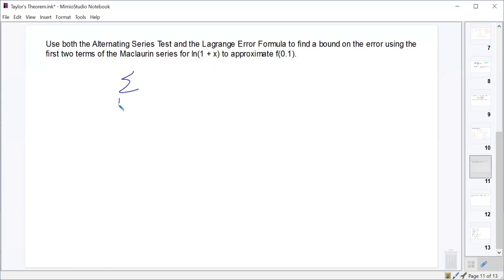Right, it's the sum from n equals 1 to infinity, -1 to the n plus 1 or n minus 1, depending on how you feel about it, x to the n over n factorial. Sorry, not n factorial, just over n. So the first term should be x. Right, if you plug in 1, that's x to the first over 1 times 1. And then the next term should be minus x squared over 2. And then our third term should be what?